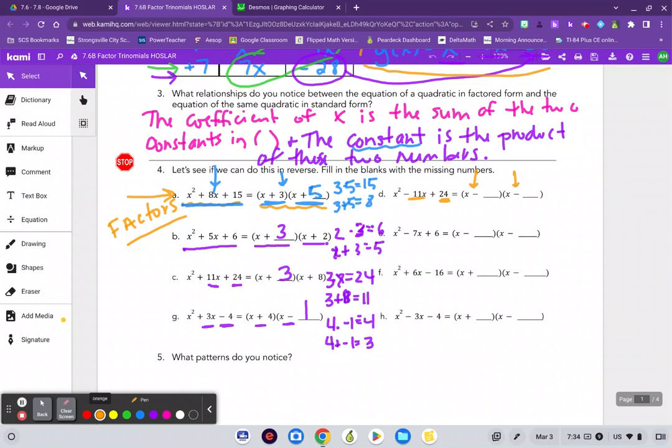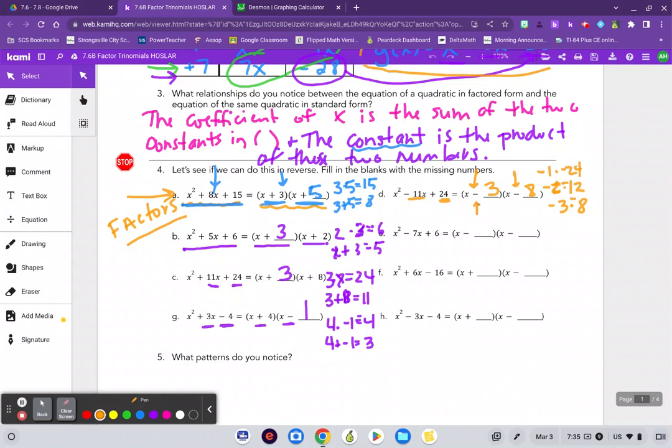So I'm looking at negative 1 times negative 24, but if I add those, I don't get negative 11. How about negative 2 times negative 12? Negative times negative will be positive. If I add those, I get negative 14, so that's not going to work. All right, how about negative 3 times negative 8? If I multiply those, I get positive 24, and if I add those, I get negative 11. So I got x minus 3 and x minus 8. Notice I'm not writing the negative with the 3 because I have the negative right here in my problem.